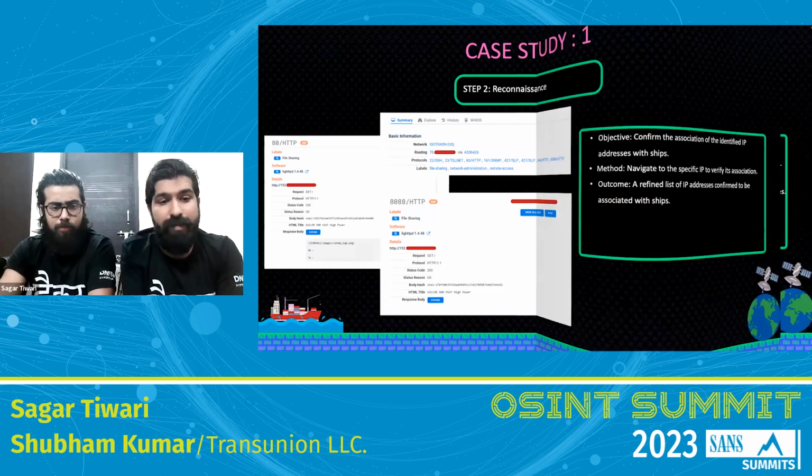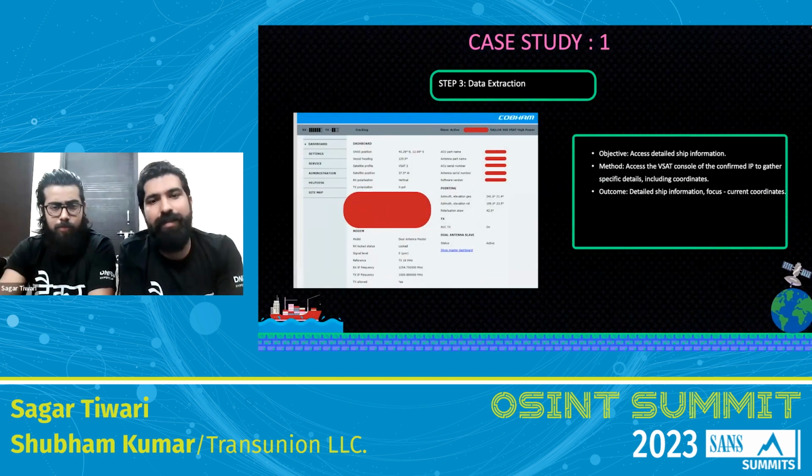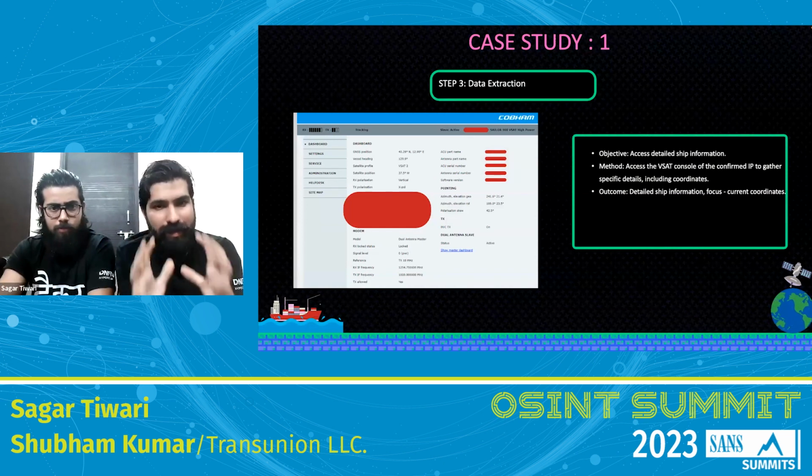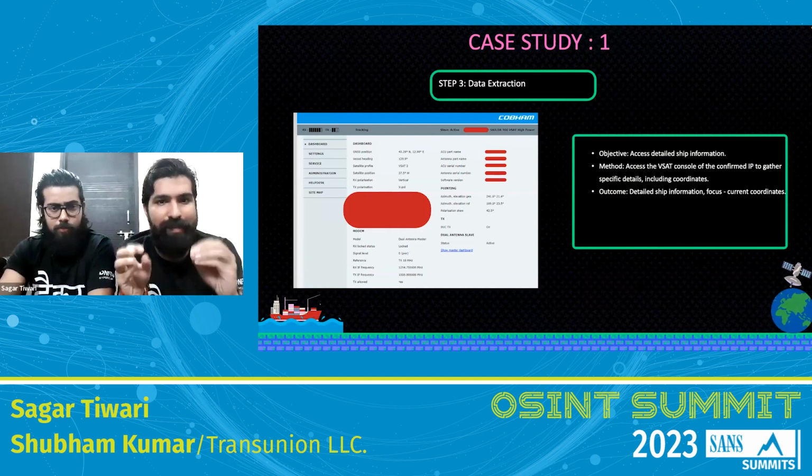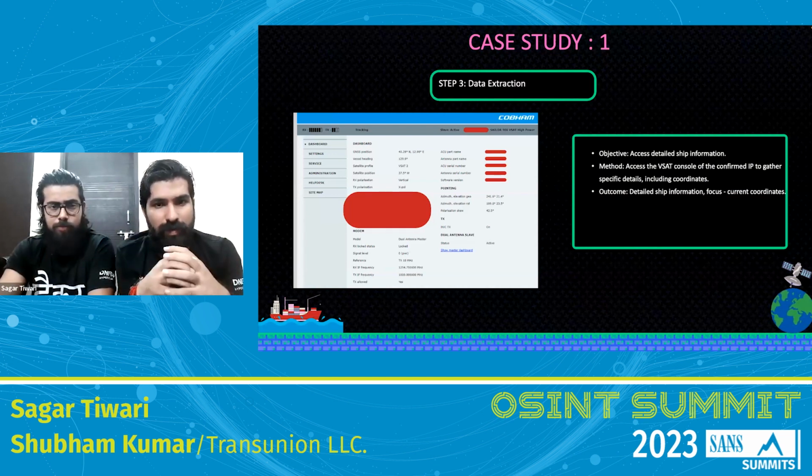So that brings us to step 3, and that is data extraction. Now, data extraction is a very important portion of things, because here we are going to get critical information. How? After obtaining the refined list of IP addresses, more like the suspects that we are focusing on, we can delve deep into them, accessing the VSAT console.